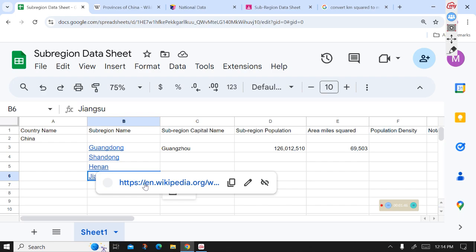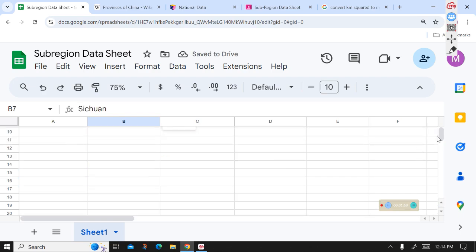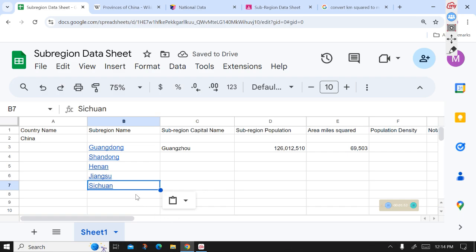That's why I put them in order by population. And now you can see I'm almost done with this process. I'm halfway done, and I just need to get the other subregions here. So you would continue that process till you get the top 10.